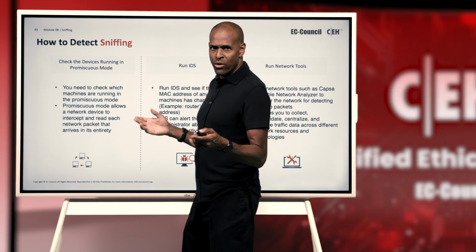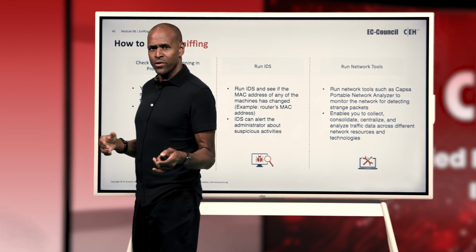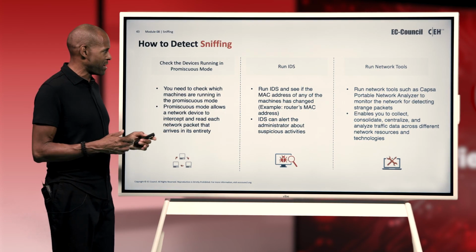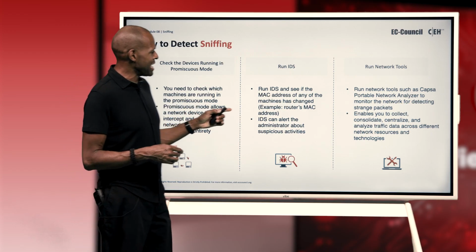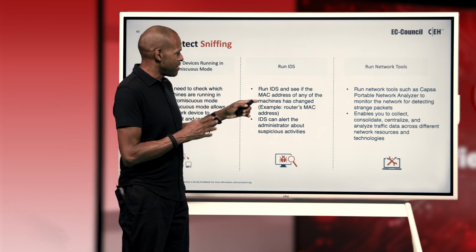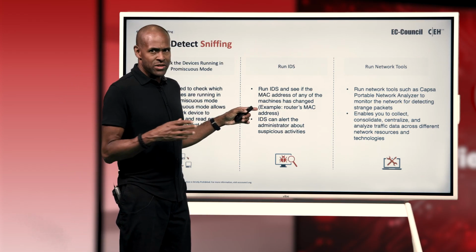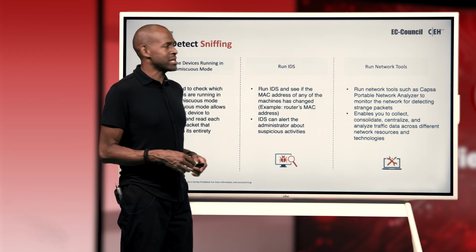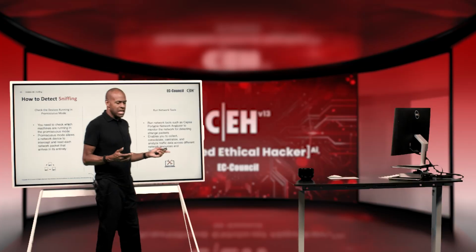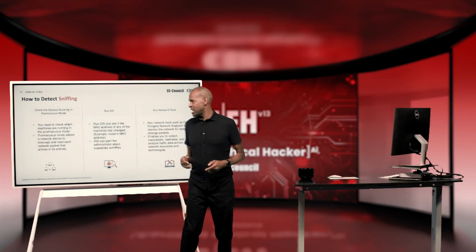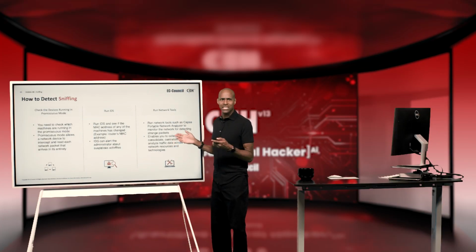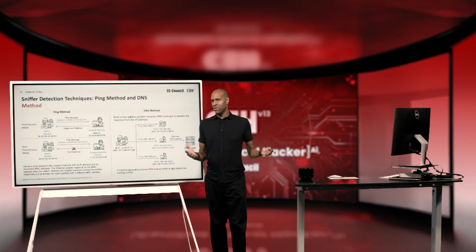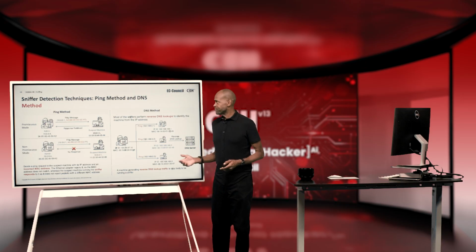Another thing we want to do is detect if somebody is sniffing on the network. So remember, in order for a network card to be able to do sniffing, it has to be in promiscuous mode. We can detect that. Nmap is a good tool for that. We'll look at some others. You want to run an IDS to make sure that the MAC addresses of any of the machines don't change, right? If someone changes their MAC address, then they might be running a sniffer. The next one is you can run network tools to constantly watch that network to make sure you characterize, analyze, and normalize traffic.